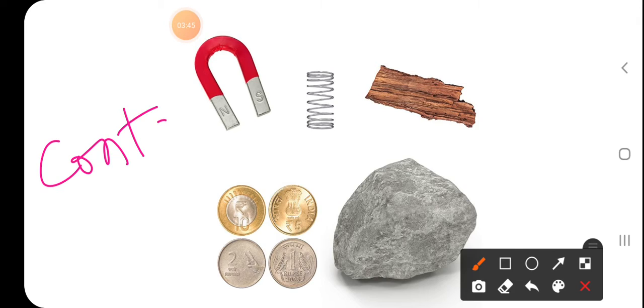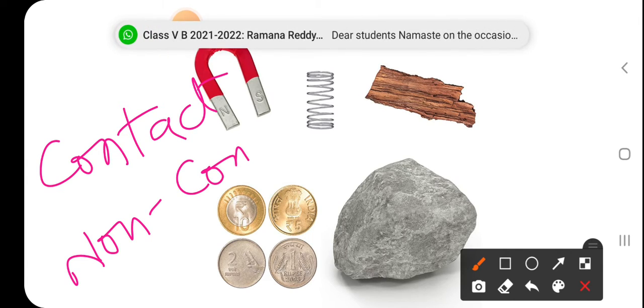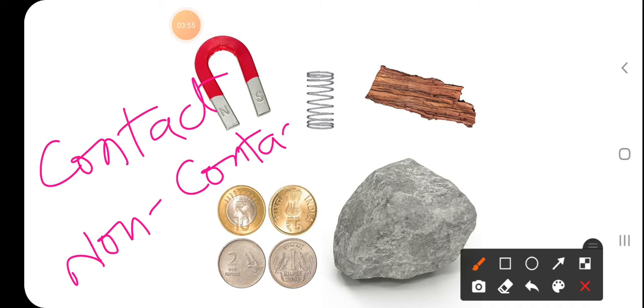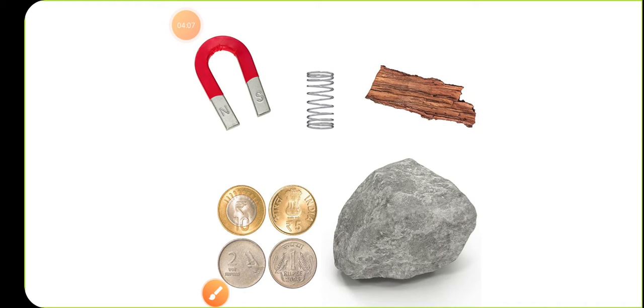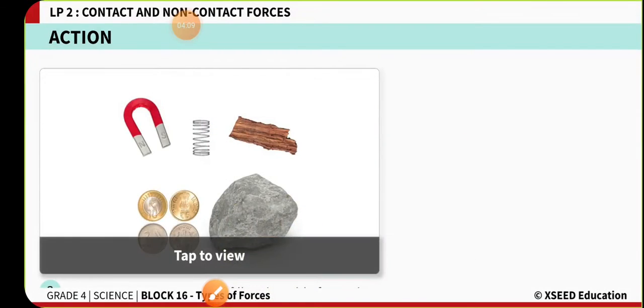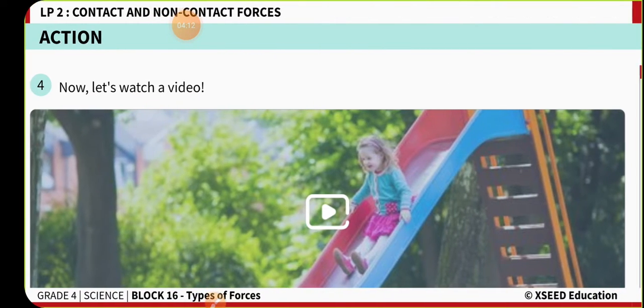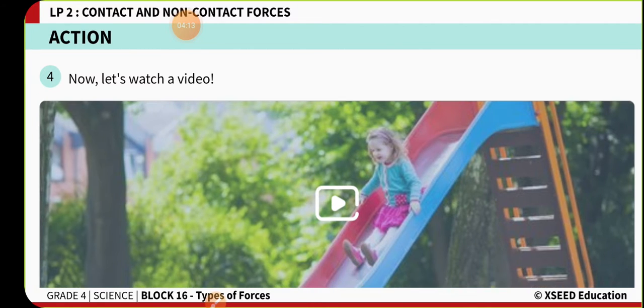When some forces act, both the objects are in contact with each other, and when some forces act, the objects are not in contact with each other. Based on this we are classifying the forces into two different groups: contact force and non-contact force. To understand what contact and non-contact forces are, let's have a quick look at the video.